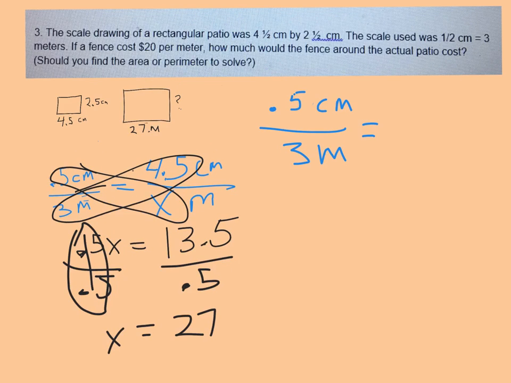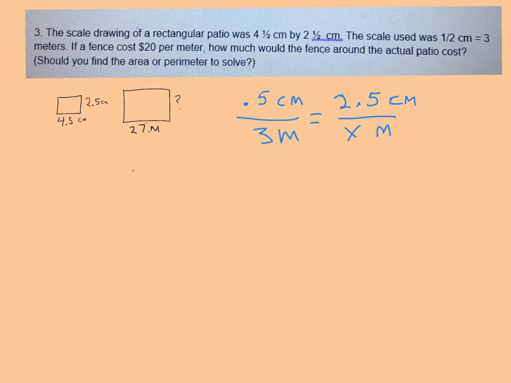Now I'm ready to figure out the second side right here. So I'm going to use 2.5 centimeters and use our scale to see how many meters that would be. So if our scale says 0.5 centimeters for every 3 meters, I can set that ratio equal to, well, what would 2.5 centimeters be? How many meters would that be? All right, so now I'm ready to solve for x.